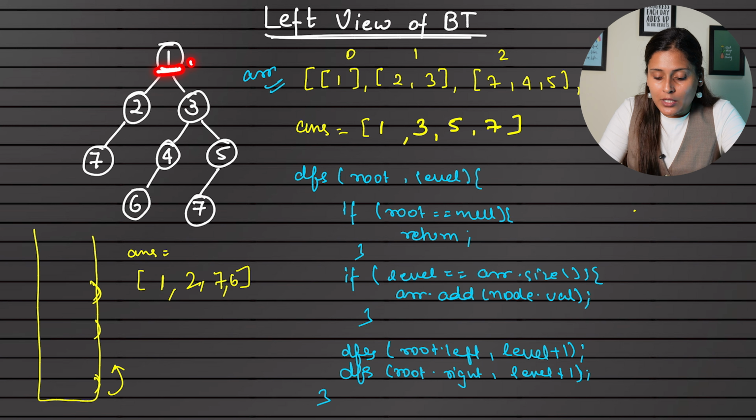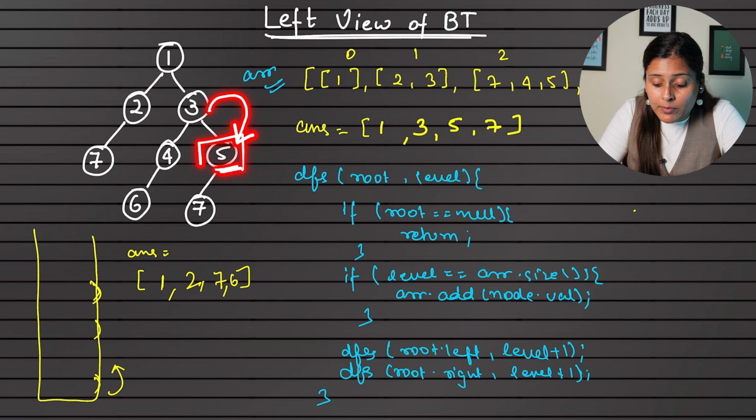So from the root, if you go towards the right child, for that also the level will be new and the size will be exactly matching, so you will be inserting 3 instead of 2. Similarly, when you go towards the right child, again for 5, this will be the first element for that level. So you will insert 5.